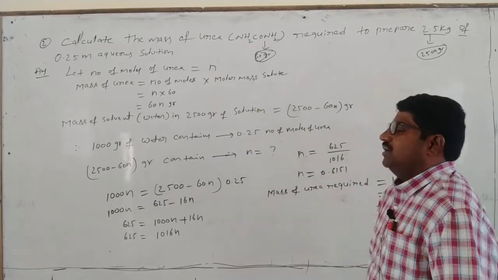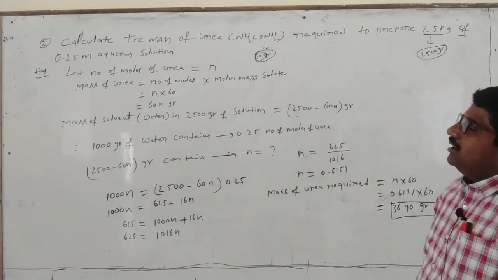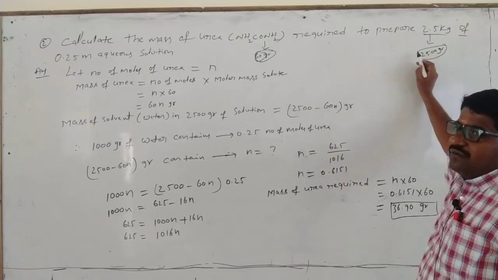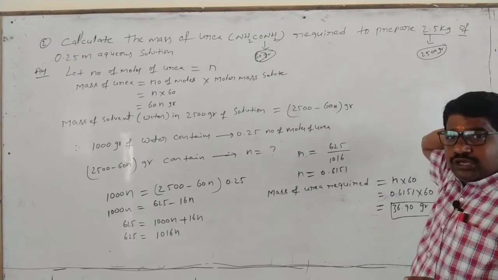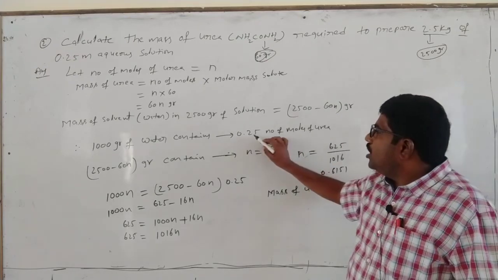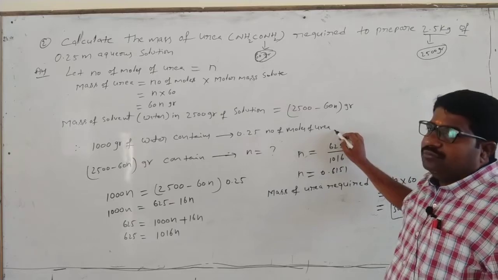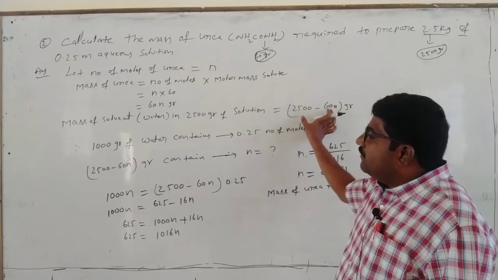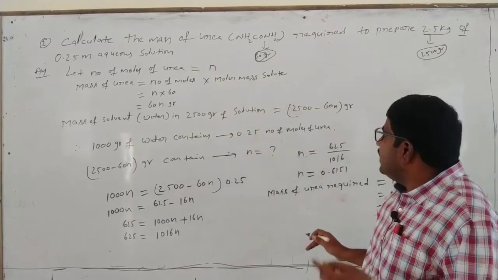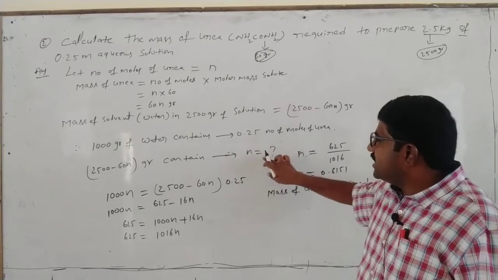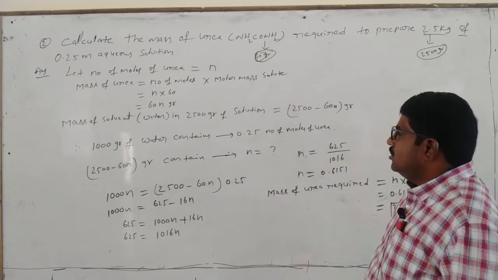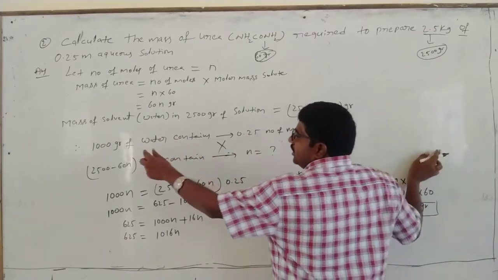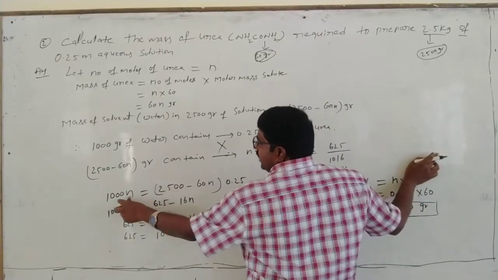That is what? Mass of solvent. Initially, that is what? Here 1000 grams of water solution, they contain 0.25 moles of urea. Then this much amount, 2500, means solvent is how much? Means solvent is containing how many moles? That is considered n. You don't know the n value. So you have to cross multiply here. So cross multiply means what? Here 1000 into n, 1000 n.